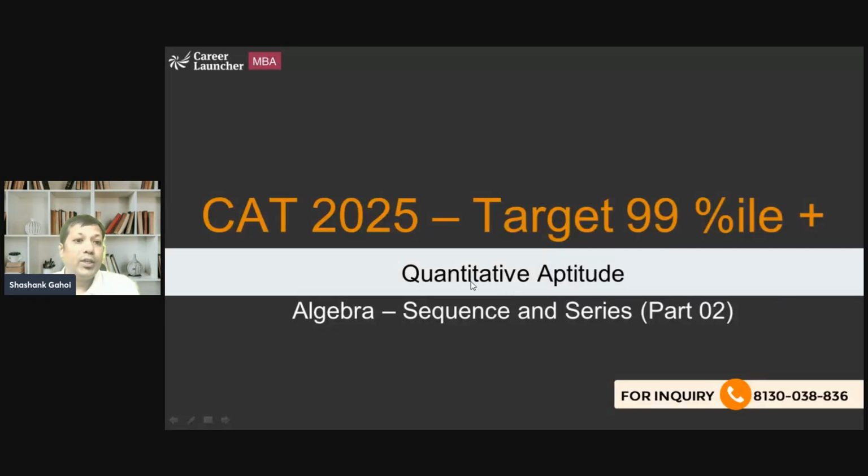Hello. So we are going to talk about CAT 2025 target 99 percentile, quantitative aptitude, and in this session we are going to talk about algebra, sequences, and series, and this is part two. In part one, we talked about arithmetic progression. In part two, we are going to talk about geometric progression.